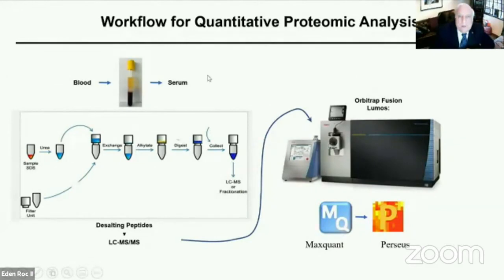So the instrumentation we used was an Orbitrap Fusion Lumos system for quantitative proteomic analysis, and it's a state-of-the-art instrument that you see on the right. And we used MaxQuant and Perseus for data analytics. On the left, you see that we analyzed serum, and that the serum was actually pre-treated before the sample was put onto the liquid chromatography mass spec machine.